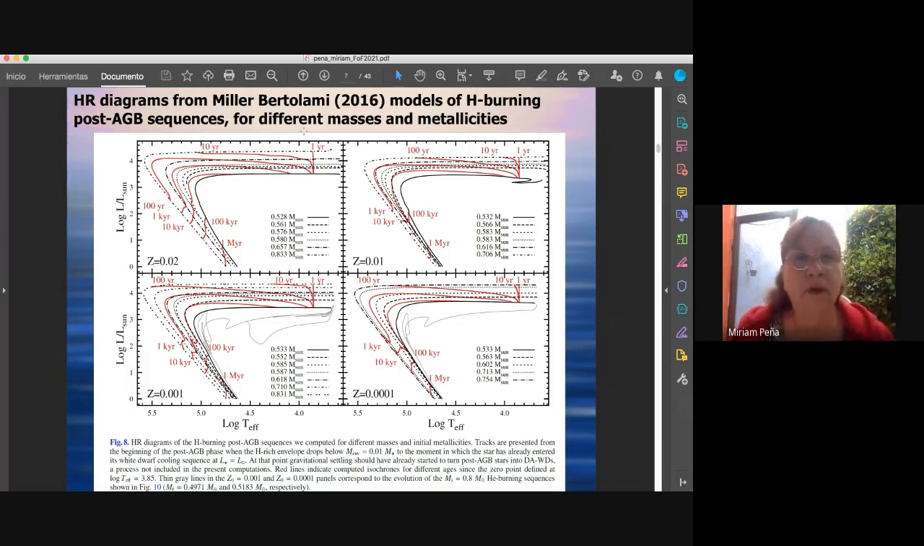This is one of the very important effects of analyzing these interesting diagrams. I'm sorry, I have no time to stay in this diagram more time.